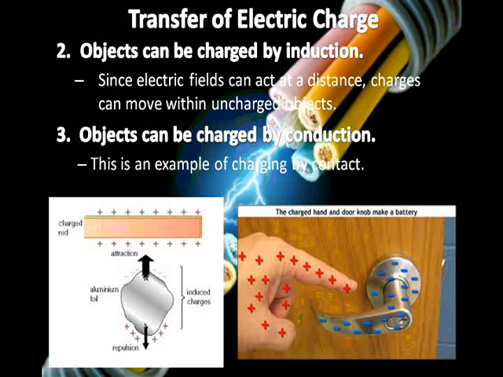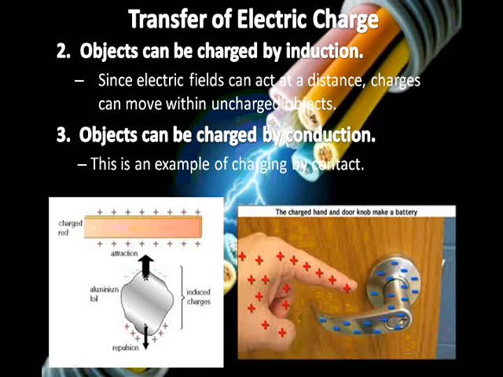Now the third way that you can transfer electric charge is by conduction. And this is an example of charging by contact. See the picture of the hand and the doorknob. The hand is positively charged mostly. The doorknob is negatively charged. When they touch one another, you're going to have that static electricity again, and it's a transfer of electric charge, and so electrons are going to be transferred.